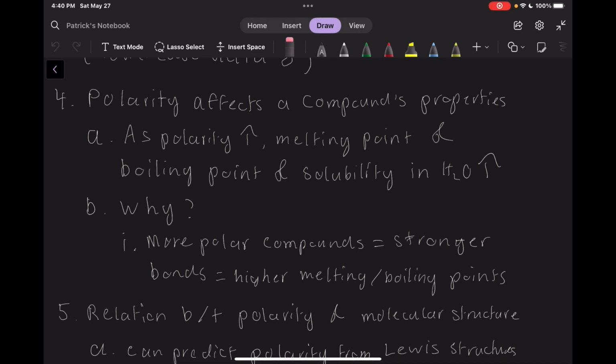Now, polarity isn't just some obscure and abstract concept that only chemists care about. Polarity does have an impact on the overall properties of a chemical. More polar molecules and the compounds they comprise have higher melting points, boiling temperatures, and dissolve more easily in water. The reason for this is that more polar compounds are held together by stronger bonds, and stronger bonds lead to higher melting and boiling points. We'll talk about the solubility aspect of polarity in a future unit.